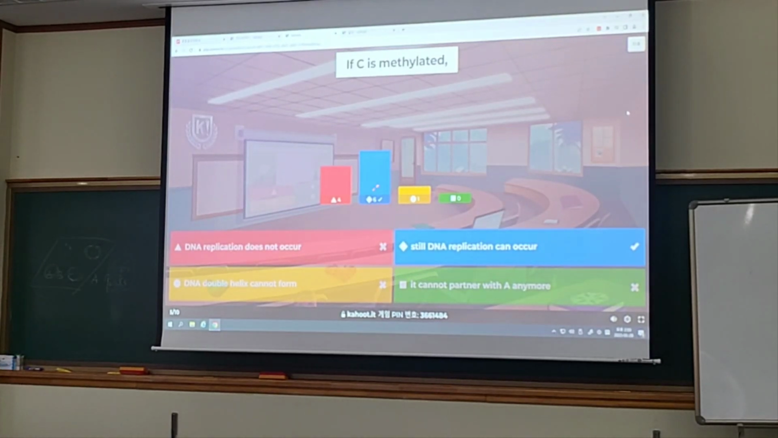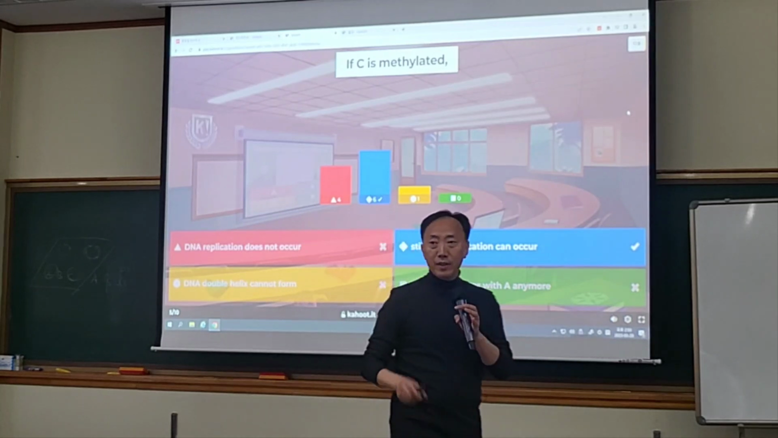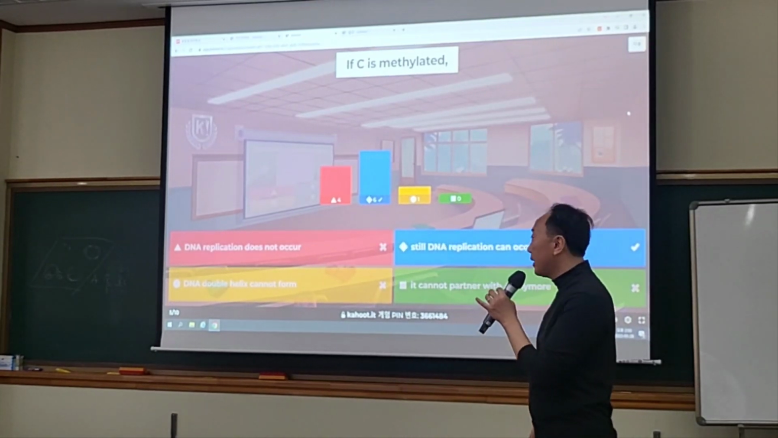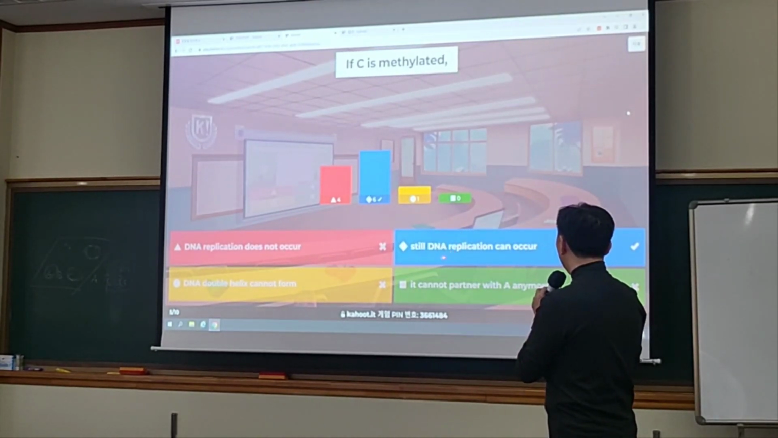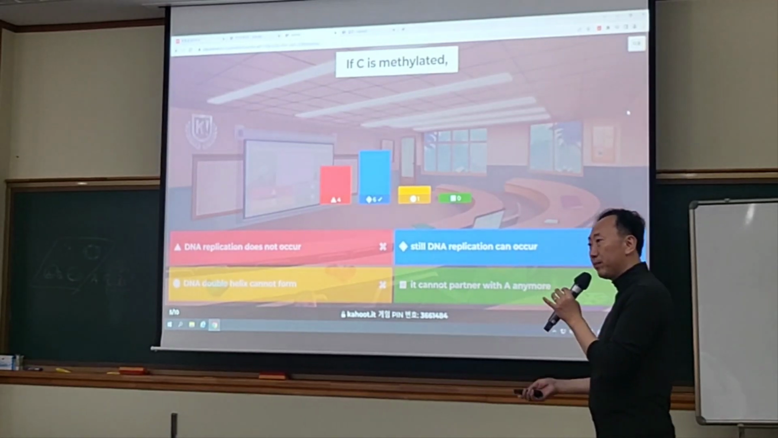That's why even though methylation happens, DNA replication still works. It slows down, but still is replicated. The DNA double helix can still form, and it can still form the base pairing with the G. Okay? The DNA replication can occur in a reduced form, but still can occur.